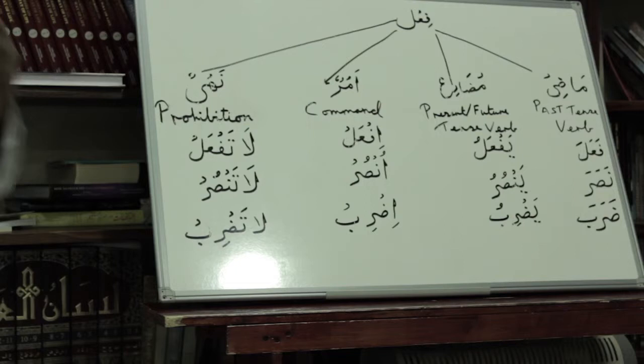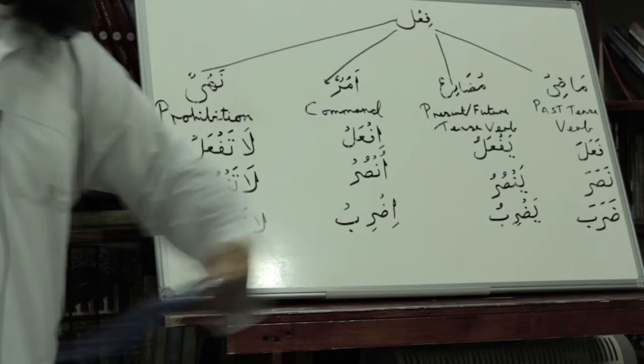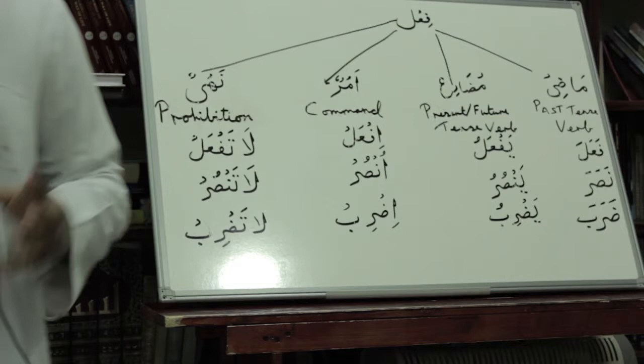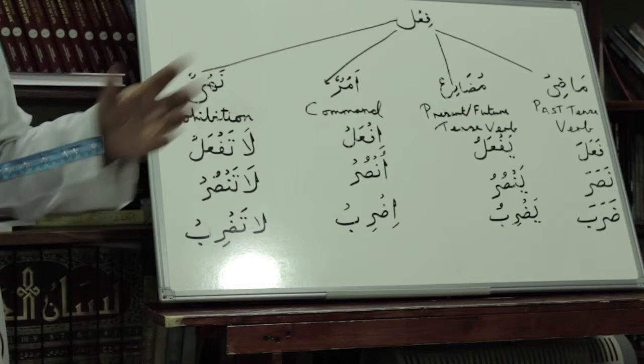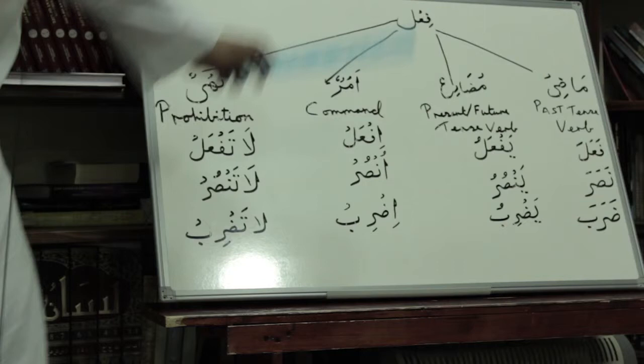And then we had the masdar, which is the root noun, from where all the words are derived. So for example, the root noun for fa'ala will be al-fi'lu, for nasra will be an-nasru, for daraba will be ad-darbu, which is the root noun from which all these words are derived. So the verbs are derived from that, the derivative nouns are derived from that, all these sources, etc. So these are the different branches of fi'l.